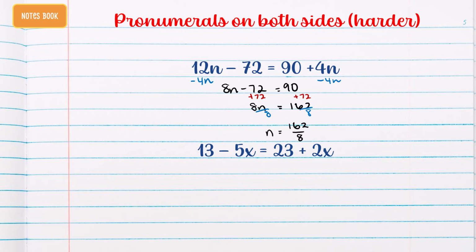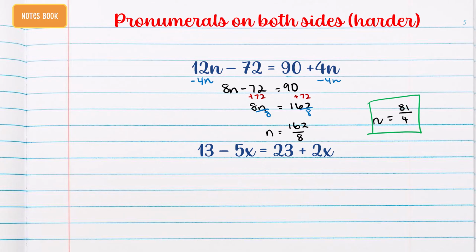And then if I was to simplify that down, I would have n is equal to, oh, that's a tricky one. Let's start by dividing by 2. I'd have 81 over 4. So this here would be your simplified answer, and that's just what your answer is.